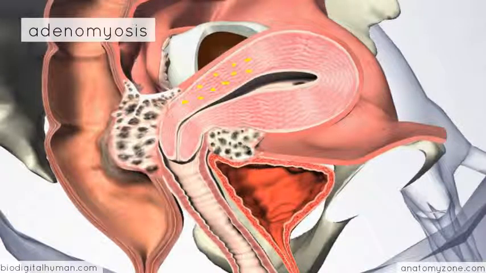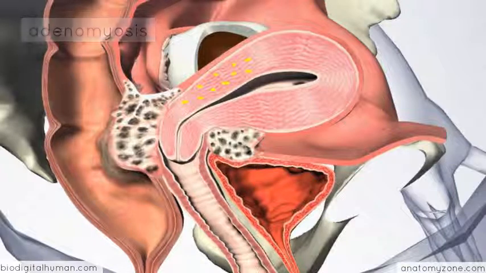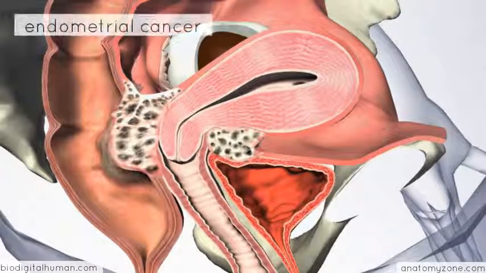So in this condition, symptoms may be absent, but you often get menorrhagia and painful periods, so dysmenorrhea. So finally, just to mention a malignant condition, so endometrial cancer, which is cancer of the endometrium, is the most common malignancy of the female reproductive tract.